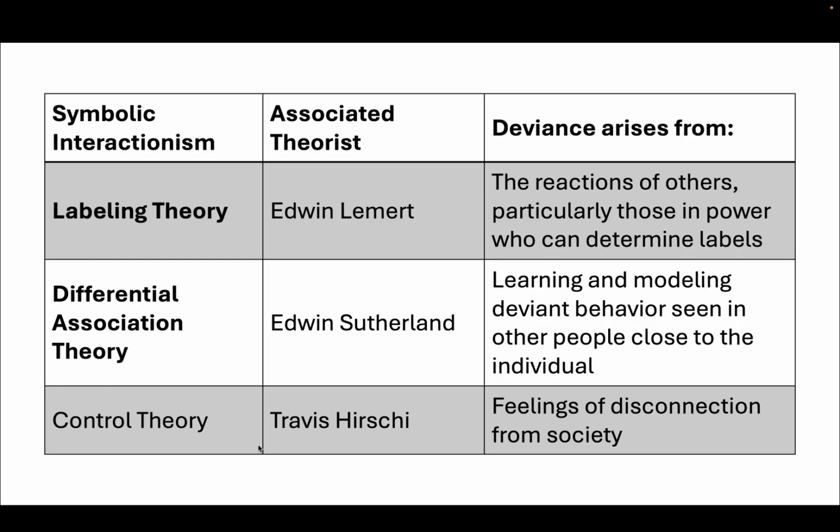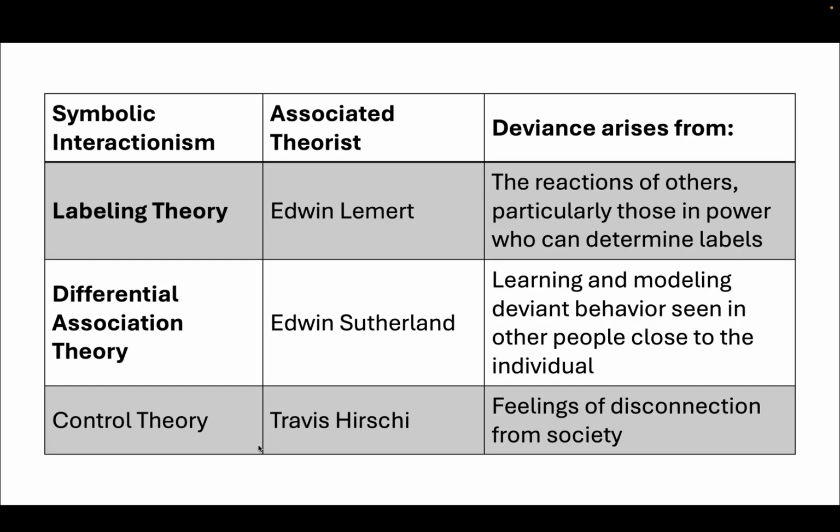So we have the formal definition here: the reactions of others, particularly those in power who can determine labels, right? And this can apply in adult land too, right? If somebody's been arrested and they're labeled as a criminal, if they start to internalize that, remember that secondary deviance, they're going to start acting like a criminal. People become what you tell them they are. Okay, that's the theory there.